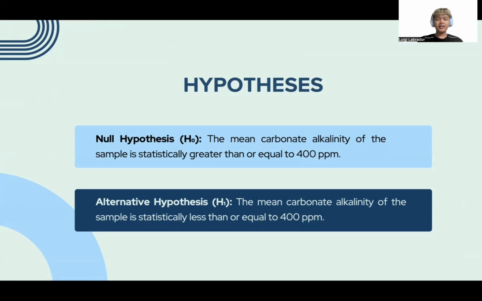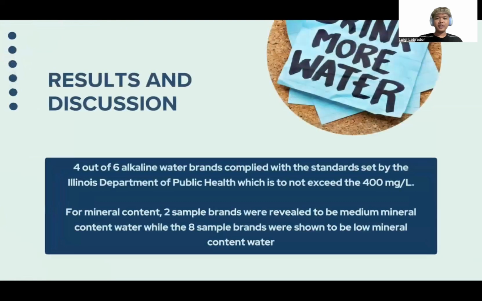This would mean that the water samples and brands are actually compliant to the standards that were set. Okay, so with that being said, here are our results. 4 out of 6 alkaline water brands complied with the standards set by the Illinois Department of Public Health, which is to not exceed the 400 milligram per liter or 400 ppm.